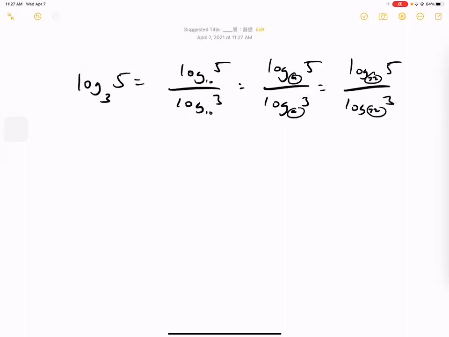And on your calculator, let's say you want to find log base 3 of 5. Whether you type log base 10 or natural log of 5 over natural log of 3, that would actually be the same answer.